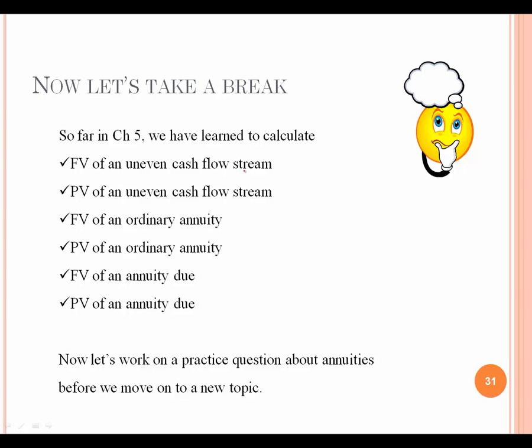So by now we have calculated the future value of an uneven cash flow stream and the present value of the uneven cash flow stream. Remember, just calculate the future value or present value of every one, and sum them up. For ordinary annuity, to calculate the future value and present value, we do have the formula for you to follow. You can also use the future value or present value functions in your calculator. And for the annuity due, you can use the future value or present value of the matching ordinary annuity and then multiply by 1 plus I, or you switch your calculator to the beginning mode and calculate the future value or present value for the annuity due.